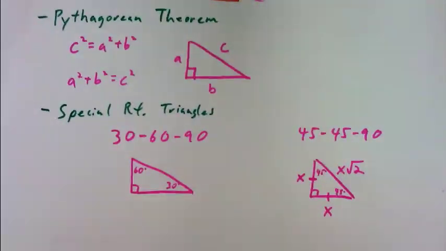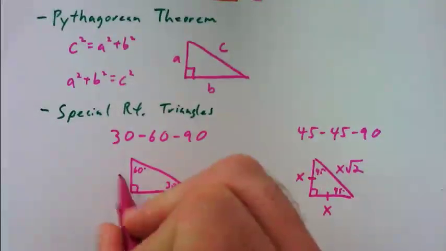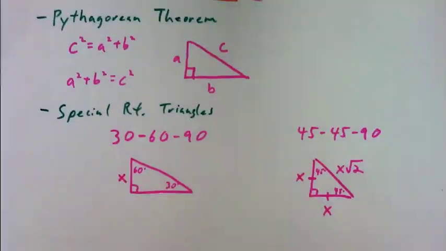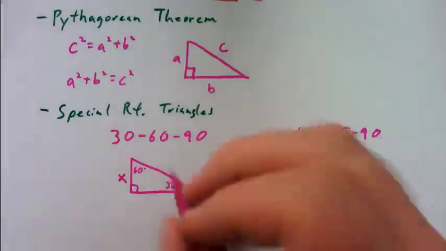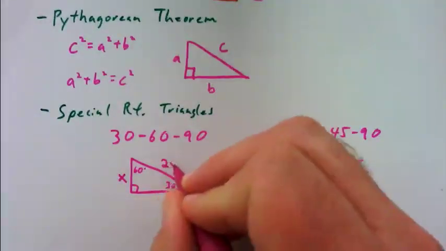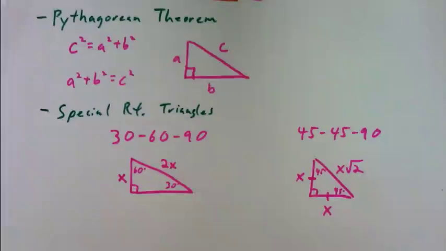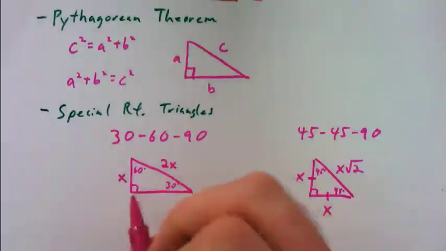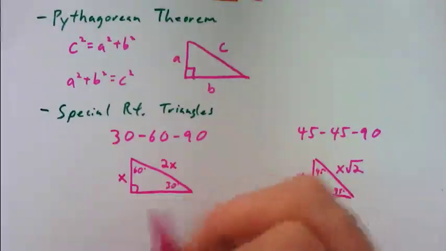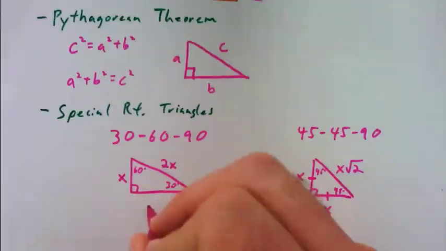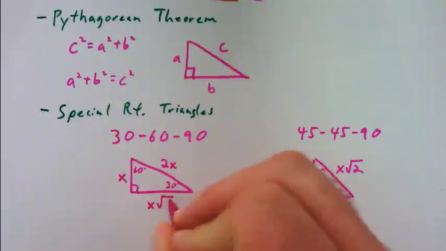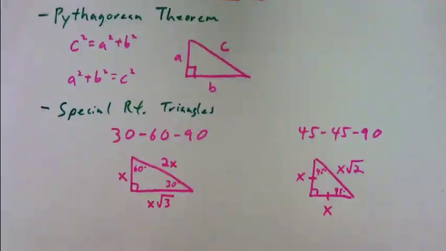In a 30, 60, 90 triangle, the short leg I'm going to call x. If we know the short leg, the hypotenuse will always be double the short leg. The other side, the long leg, will always be the short leg times the square root of 3. Now again, these two figures are on your reference sheet. So again, use your reference sheet. They come in handy.